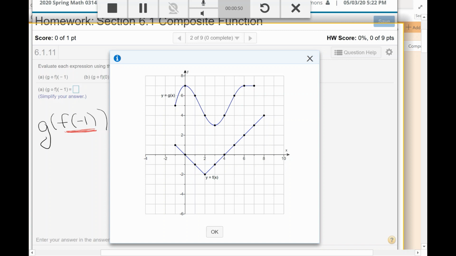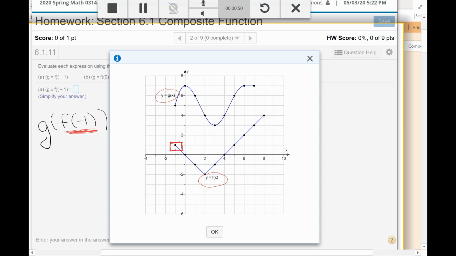Now notice on this graph you have two different graphs. At the top you have g of x, and at the bottom you have f of x. So this first part that's asking you to find f of -1 means you have to go to the f function, which is the one at the bottom, and then find where x is equal to -1. So if I go on this graph and find x equal to -1, it would be right here at this spot where I just put the box. So f of -1 is right there.